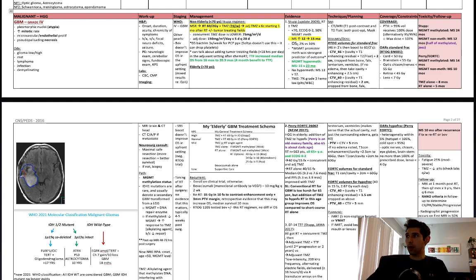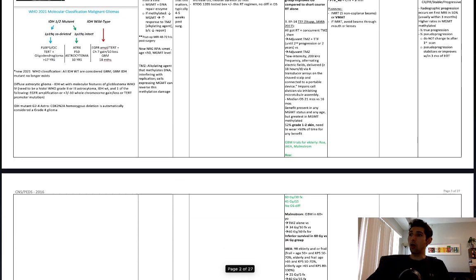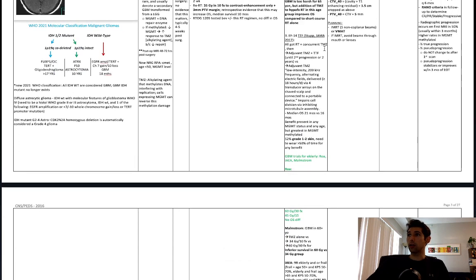The EF14 trial from STUPP is looking at the role of tumor-treating fields and the benefit. All of these patients received radiation and concurrent Temodar, then were randomized to either adjuvant Temodar and TTF until progression or 2 years versus adjuvant Temodar alone. Again, tumor-treating fields are low intensity, 200 kilohertz frequency alternating electric fields that are delivered greater than or equal to 18 hours a day via 4 transducer arrays on the shaved scalp and connected to a portable device. It impairs cell division via inhibiting microtubule assembly.